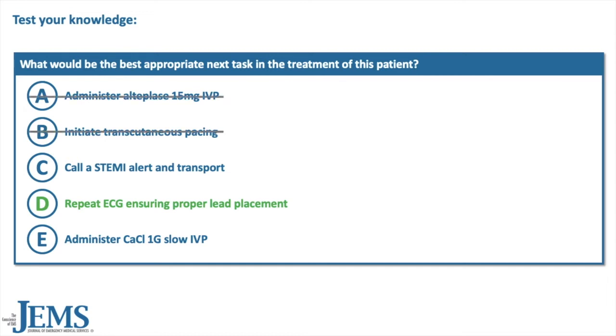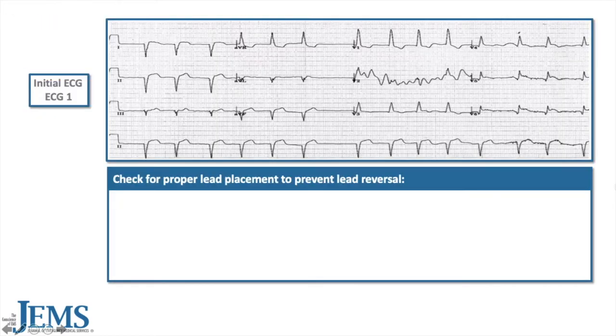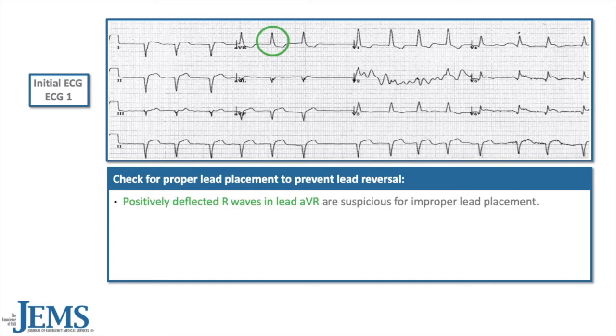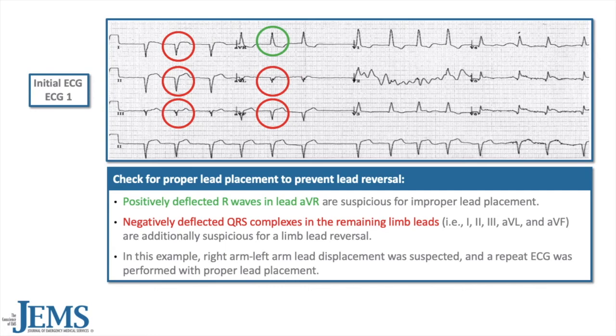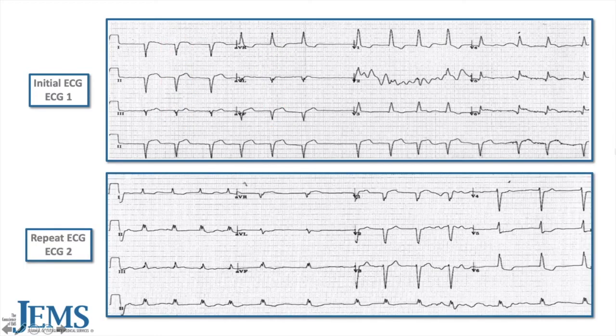I know this was kind of a tricky one, so let's take another look at the ECG so you can see what I'm talking about. Did you notice that the R waves are upright in AVR, while the R waves of the limb leads are inverted? Something about that just doesn't look right and is suspicious for improper lead placement. In this example, the mistake was actually made by reversing the right arm and left arm leads. Let's fix the position of the leads and see what the ECG should really look like. Here's the first ECG with the right arm left arm lead reversal, and the repeat with proper placement. Always remember to double check your lead placement if something seems funny.